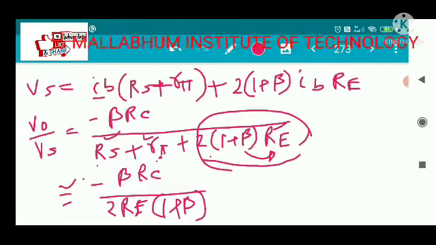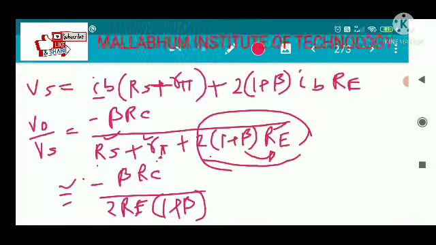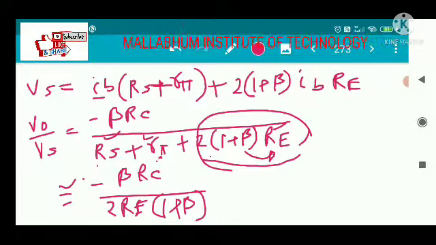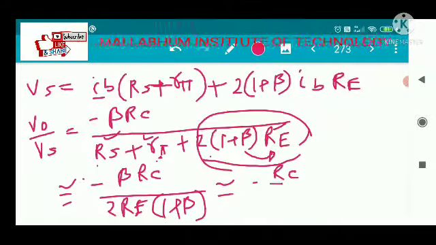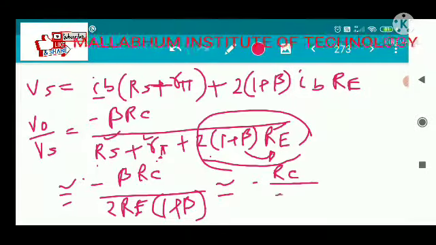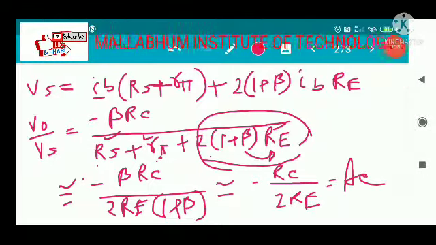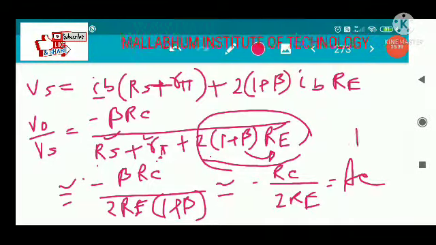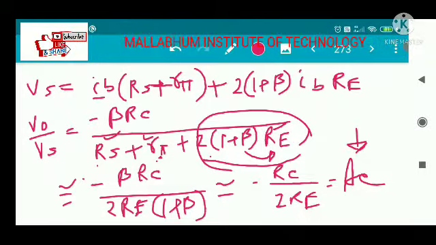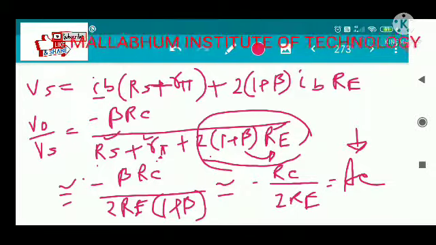Okay. This is the analysis. So AC will be nothing but, so still we can approximate this. So this will be minus RC, beta will be cancelled, 1 plus beta will be beta, so RC divided by 2 RE. So this will be nothing but your AC, common mode gain. So ideally what we want, hope you understand all of this analysis.